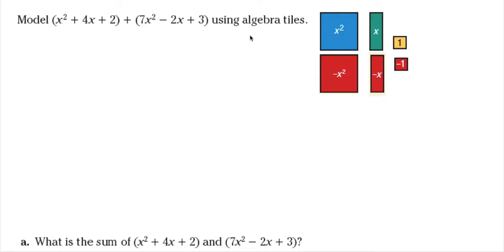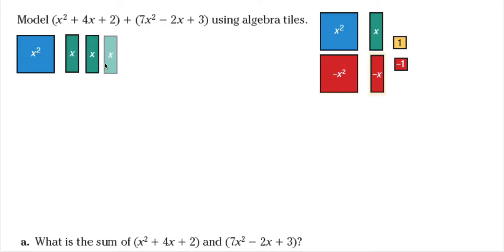Now, how do we use algebra tiles to add these two polynomials? x squared plus 4x plus 2 plus 7x squared minus 2x plus 3. Let's use algebra tiles to add these two. Let's first consider x squared plus 4x plus 2. That means 1 x squared tile, and 4 x tiles, and then plus 2 unit tiles. Let me put them on top of each other.